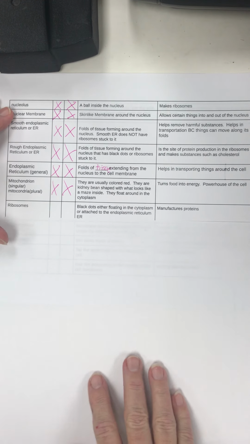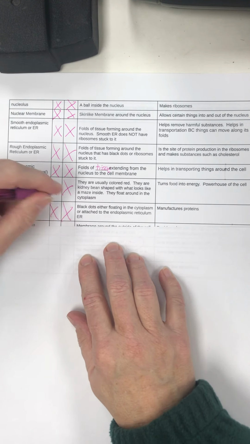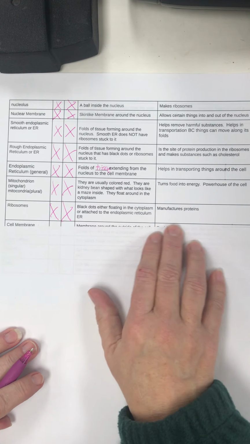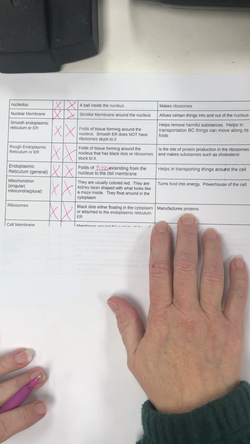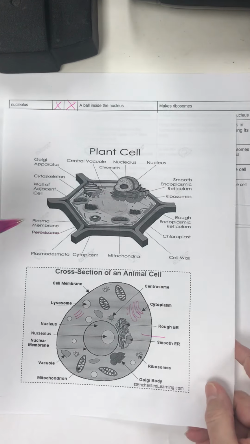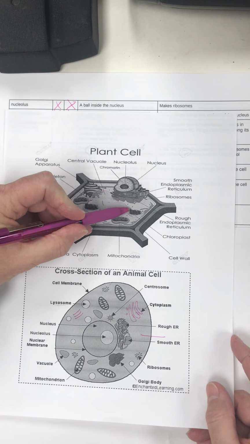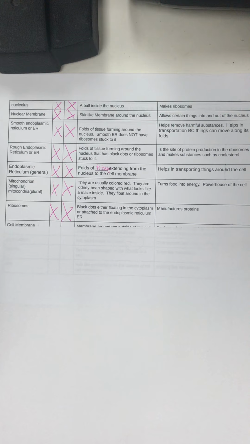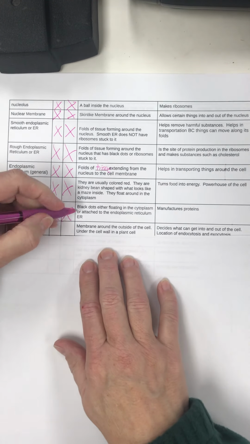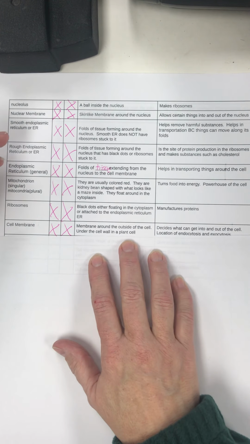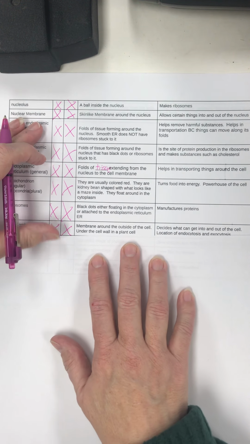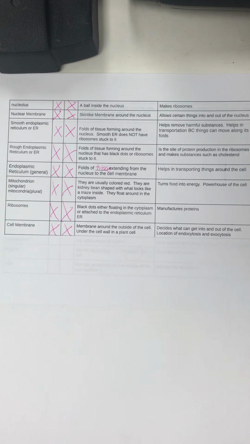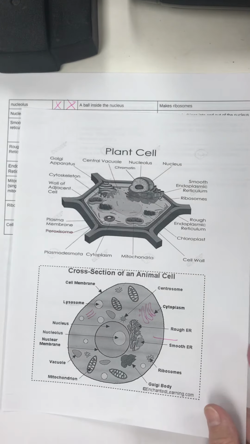Okay, ribosomes, both plant and animal. Black dots either floating in the cytoplasm or attached to the endoplasmic reticulum or ER, and they manufacture proteins. Again, there are black dots floating around in the cytoplasm, like here or here, and they're also stuck to the ER. Cell membrane, both. Membrane around the outside of the cell, under the cell wall in a plant cell, and it decides what can get into and out of the cell, and is the location of endocytosis and exocytosis.